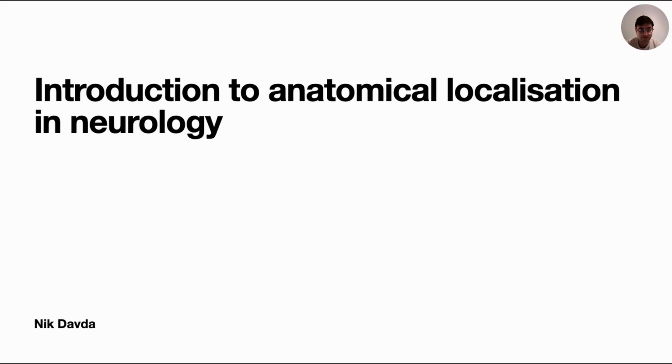In this lecture I'm going to talk about how to put together the findings from your history and examination in order to determine where in the neurological system a lesion lies. So hopefully by now you should be a little bit more comfortable with doing a cranial nerves and upper and lower limbs examination, and now it's all about putting together those findings to try and localize lesions.